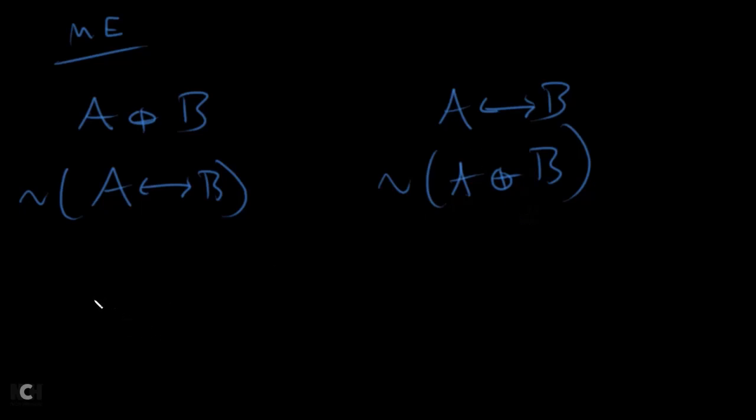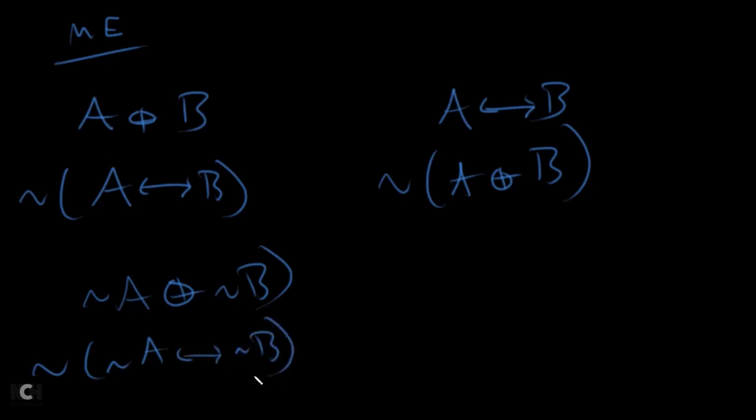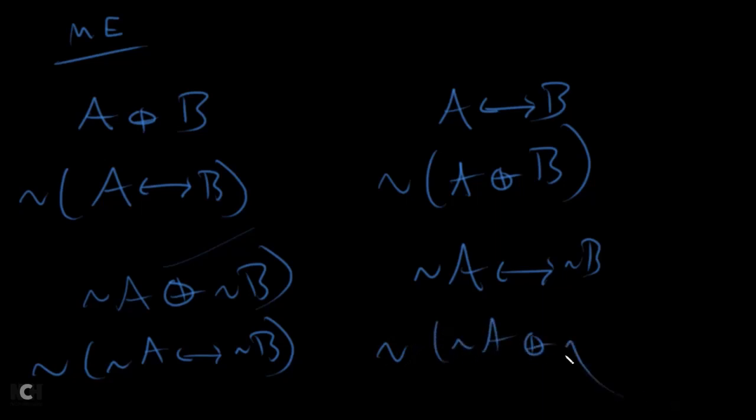Now we can put negations in play here. So if I had squiggle A XOR squiggle B, that's the same thing as saying squiggle A, if and only if squiggle B. Okay, the only thing that changes when we're changing from XORs to double arrows is the outside, if you want to switch between them. Same thing here. If I had squiggle A, double arrow, squiggle B, that's the same thing as saying squiggle A, XOR, squiggle B. Same stuff.